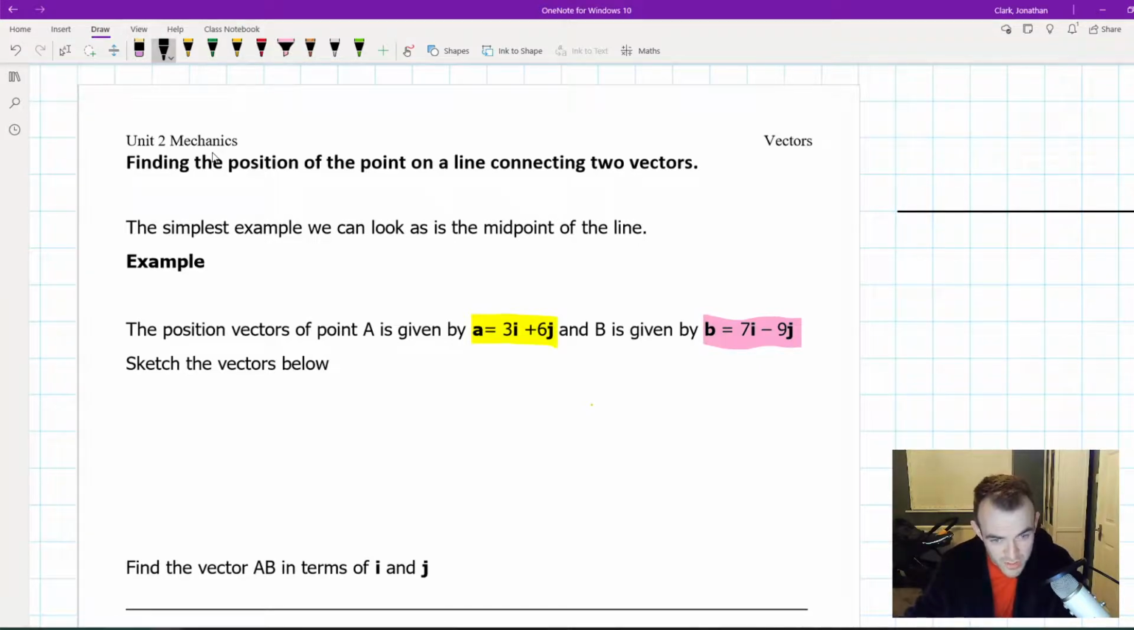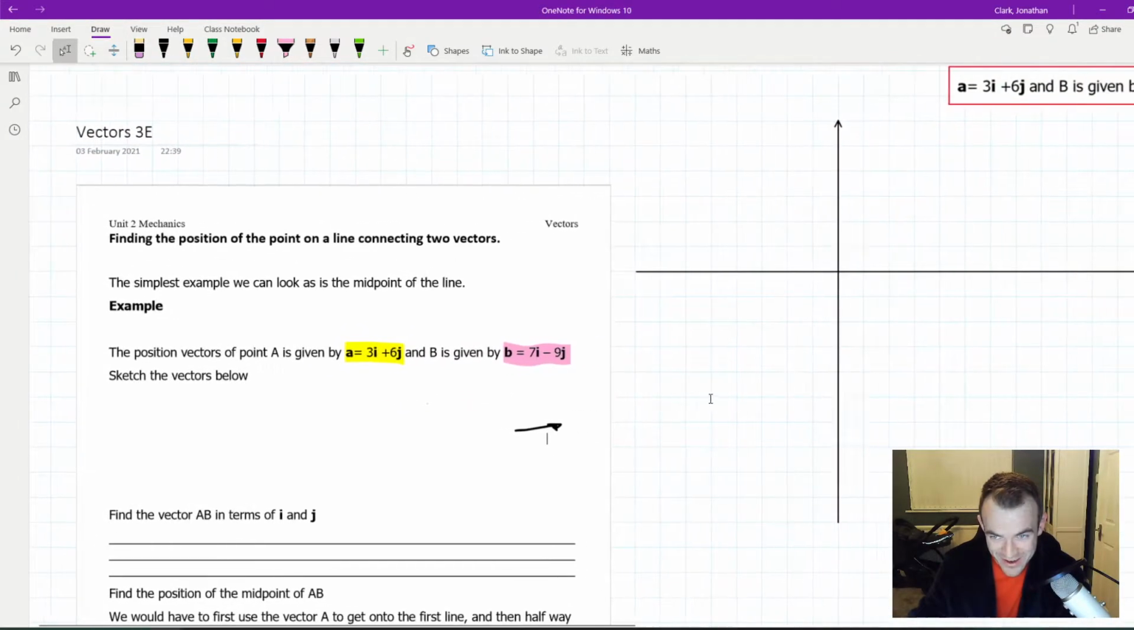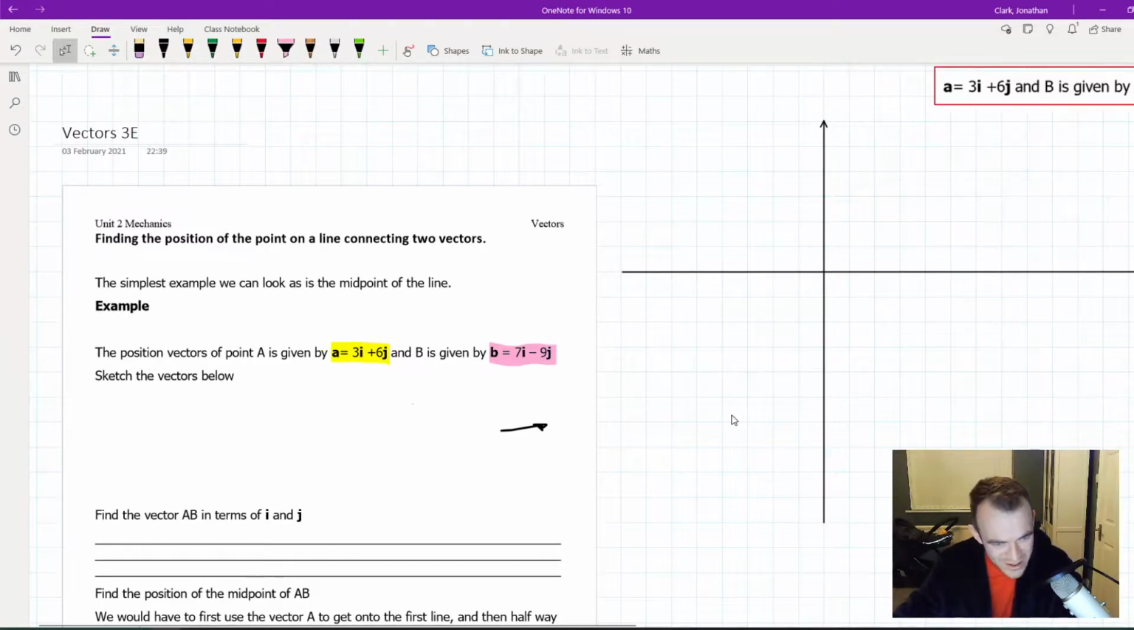Now, I haven't got too much space here, so I'm going to go over to the side. I'm going to use my grid and I'll do it with the scale axes that we've got. So A is 3i plus 6j, which is 3 across and 6 up. That's the coordinate capital A there. And the vector little a would be a line going from the origin to that point there. That's little a, the vector A.